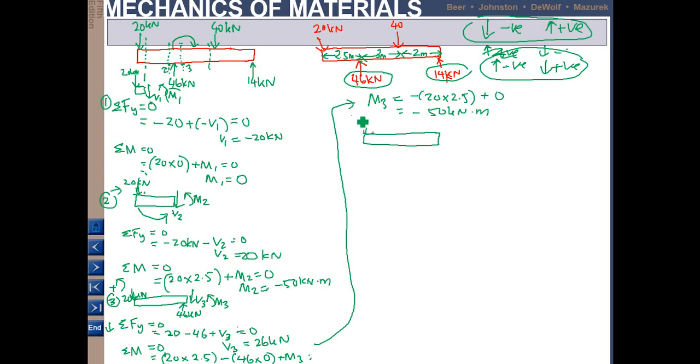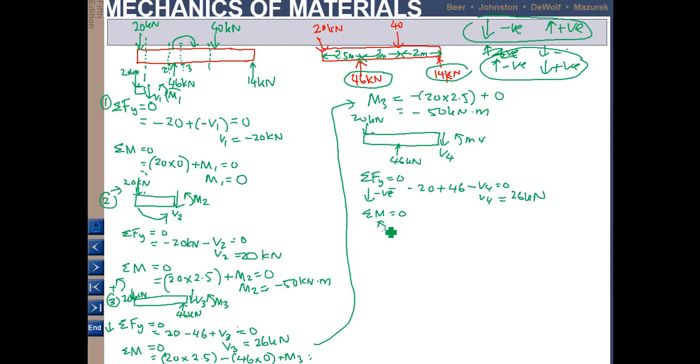you have 20 kilonewton here, and then you have 46 kilonewton here, and this is your V4 and then M4. So the summation of all forces in the y direction is equal to 0, and if you consider going downward as negative, minus 20 plus 46 minus V4 is equal to 0. So you get V4 is equal to 26 kilonewton, and then the summation of all moments is equal to 0.